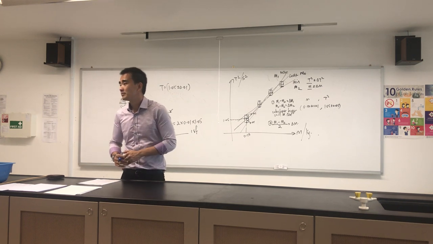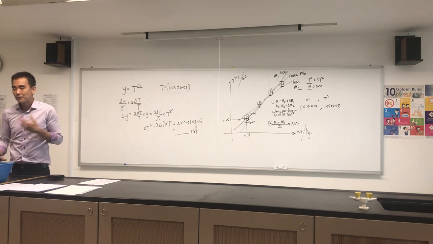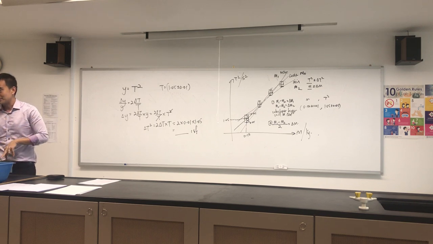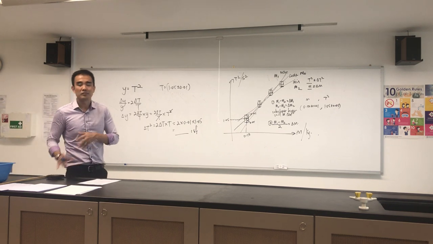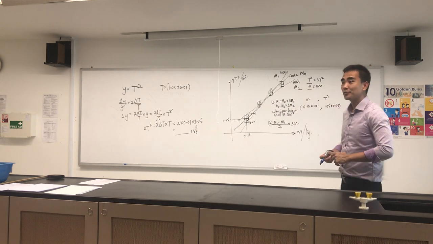Any questions? Isn't method 1 more accurate? I personally prefer method 1, but as you can see, it's more troublesome. Yeah, method 2, you can actually find it in one step. Method 1, you need to find two steps. But both are acceptable by IB, that's why I'm showing you. So you choose whichever you think is good for you.